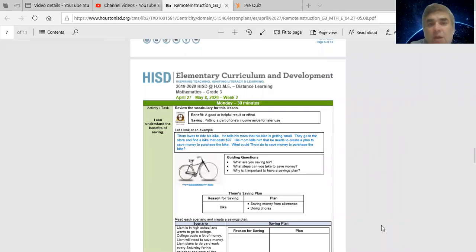Good morning. We're going to talk about financial literacy, and let's discuss some vocabulary for this lesson. This is about saving money. The benefit is a good or helpful result or effect. Saving is putting a part of one's income aside for later use. Let's look at an example.